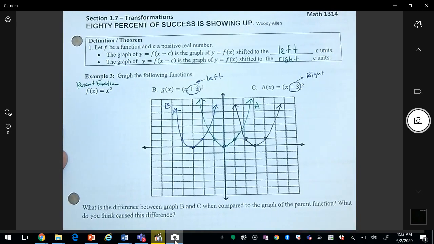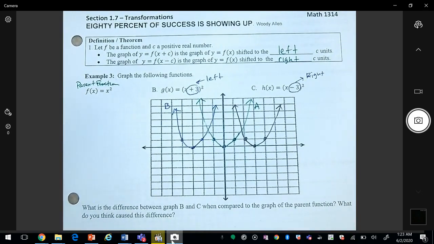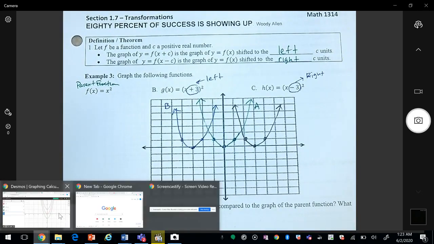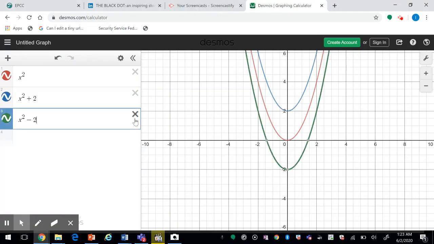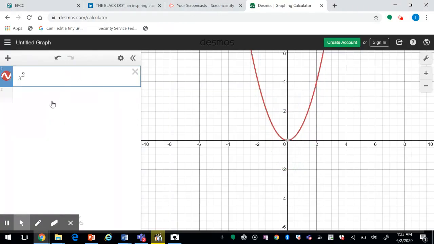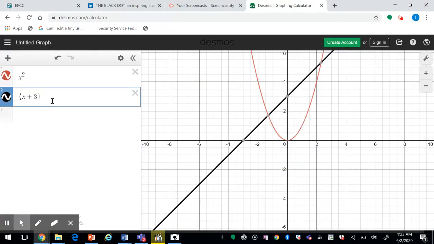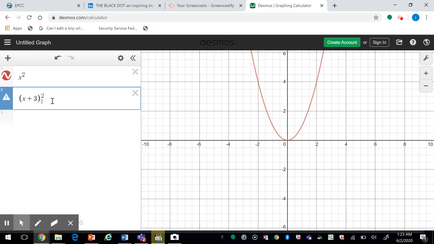Done this on my handout. And so let me just show you with decimals what happens. So we still have the parent function, but this time we're going to be adding a number inside the parentheses before we square it. And so notice what happens with the graph.